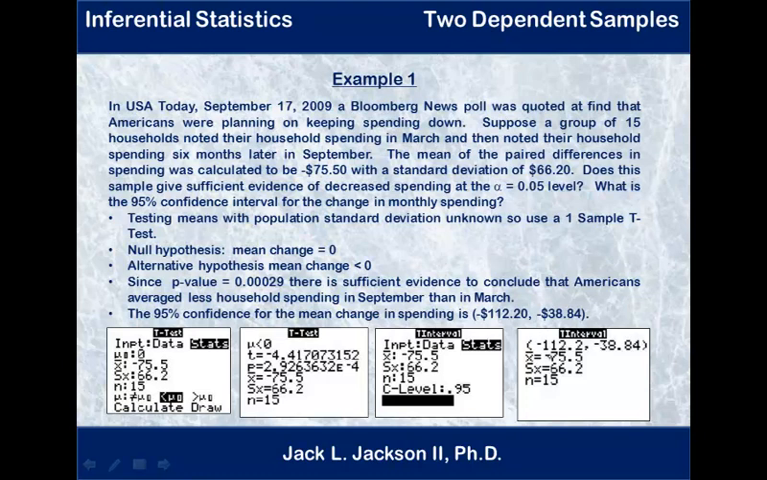So the 95% confidence interval there is a $112.20 drop up to a $38.84 drop. So the true mean, we're 95% confident it's somewhere between these two values. So again, this is really nothing new here. This is already really a one sample situation. You just find the differences first and then do that.